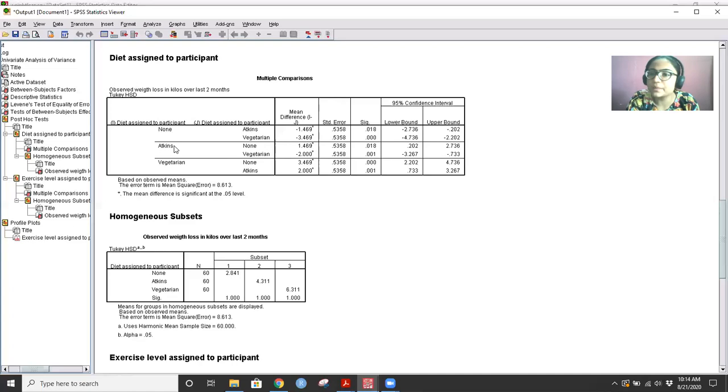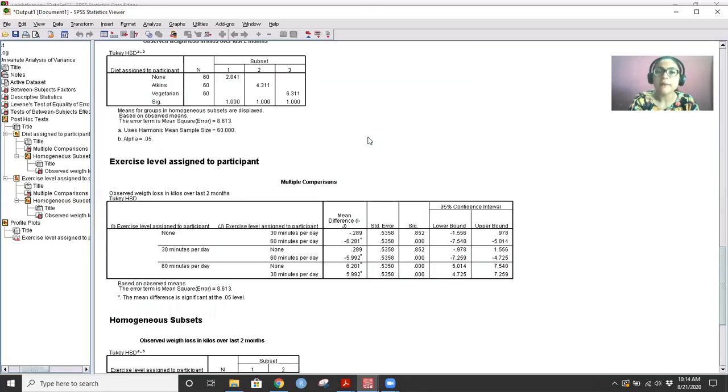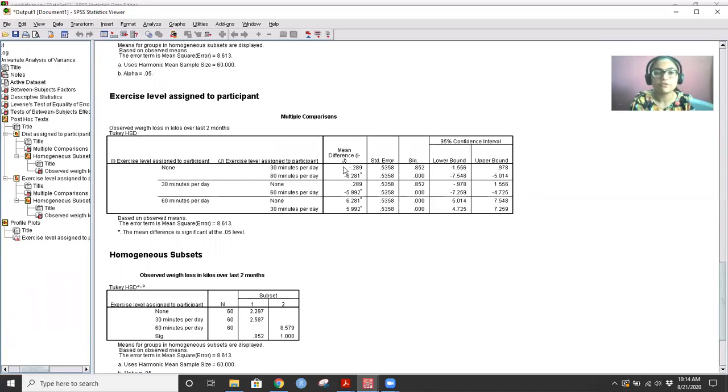Likewise, we can perform the last comparison, between Atkins and vegetarian. The difference in weight loss between Atkins diet and vegetarian diet is 2 kgs, and this difference is also statistically significant as we reject the null hypothesis because the p-value is 0.001. So that was about the multiple comparisons for each of the diet combinations. Similarly, I'm going to look at the multiple comparisons for the exercise combinations, as simple as that.